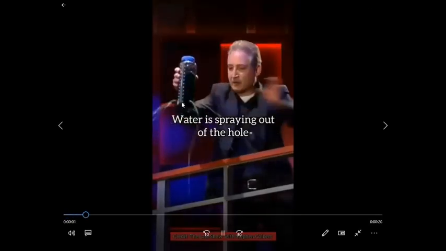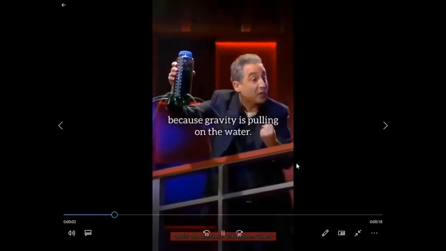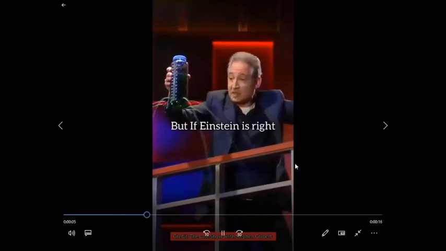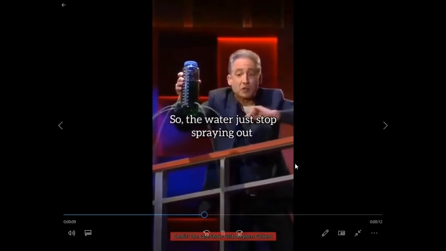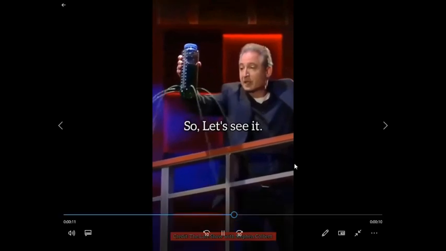Water is spraying out of the holes because gravity is pulling on the water, right? But if Einstein is right, if I drop this bottle, the water will no longer feel gravity, so the water should stop spraying out. So let's see it. 3, 2, 1. Whoa. Wow. Come on now, okay.